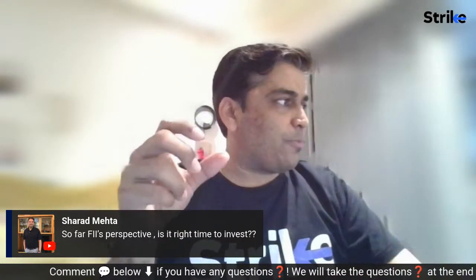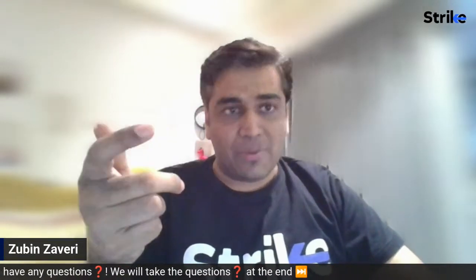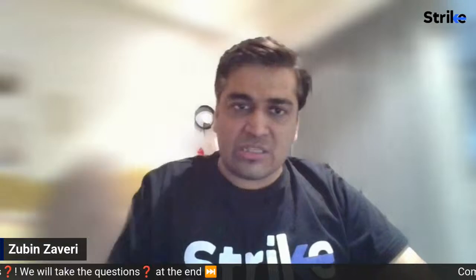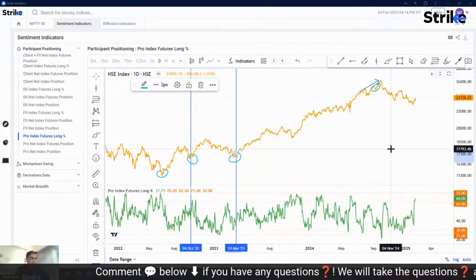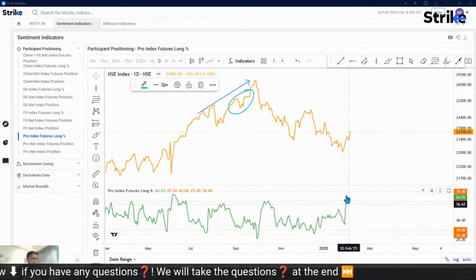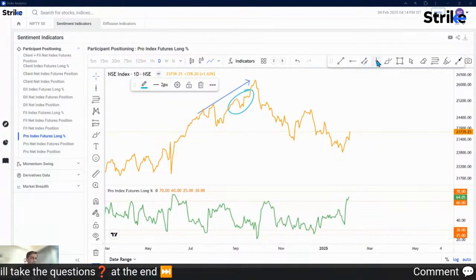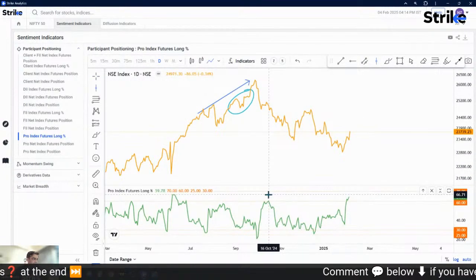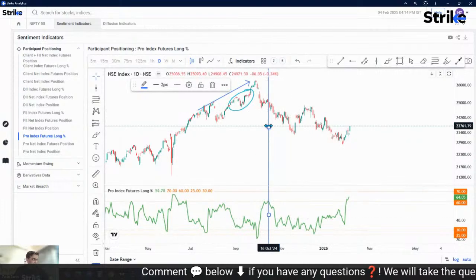So pro index futures long positions are also hedged properly. So this indicator will not give you a proper signal, but yes, we can definitely have a look at it. And in the past, right now we can see that it has reached an extreme reading on the top over here. Whenever it has reached this level in the past, see what has happened. It has gone down previously.